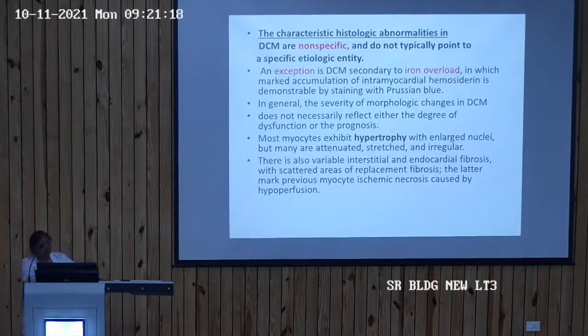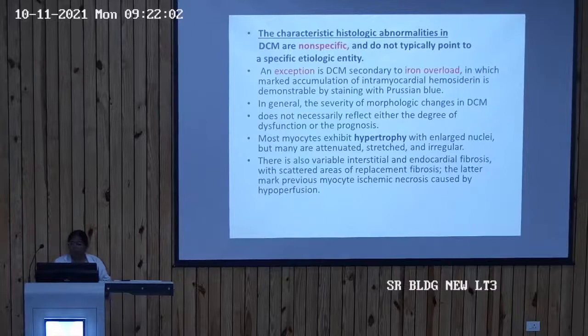Now the characteristic histological abnormalities are very non-specific and do not typically point to an etiologic entity. The only exception is when it is due to iron overload, because in this we can see intramyocardial hemosiderin, and this can be demonstrated by Prussian blue. In Prussian blue, the iron stains blue, and most myocytes exhibit hypertrophy with enlarged nuclei. However, many myocytes may be attenuated, stretched, and irregular. So you see here there is both hypertrophy and dilatation of the heart.